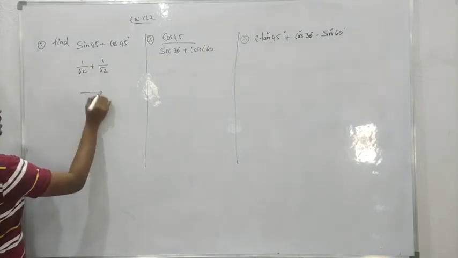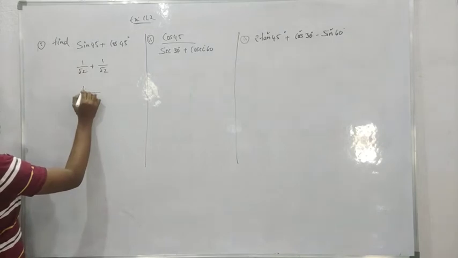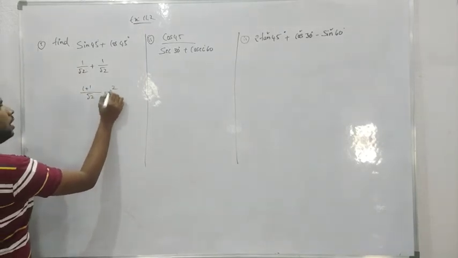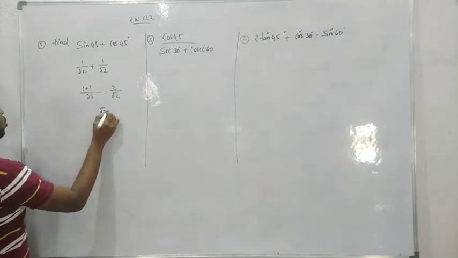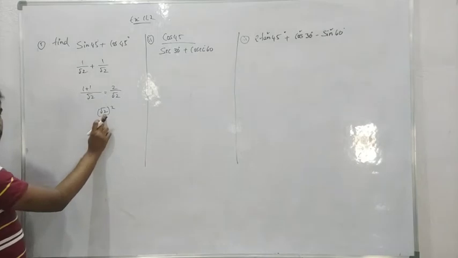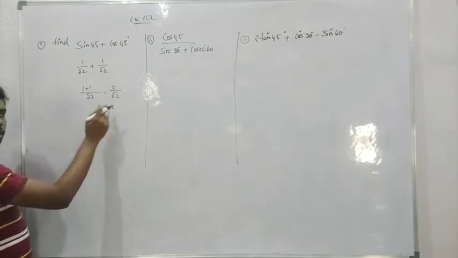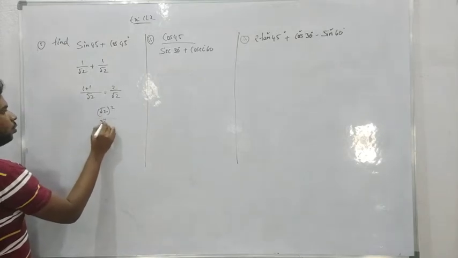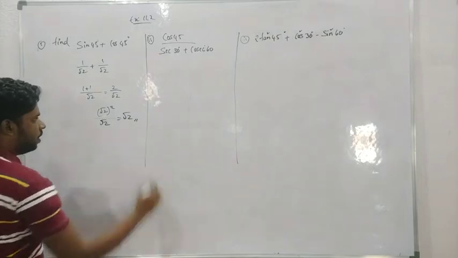Take the LCM. What I get, the denominators are the same, we will take root 2, and the numerator is added, 1 plus 1. So what I get, 2 divided by root 2. So I can write 2 as root 2 whole square. What I remain left with is 2 only. So I am writing 2 as root 2 whole square divided by root 2. This root 2 one time gets cancelled and the answer is root 2.